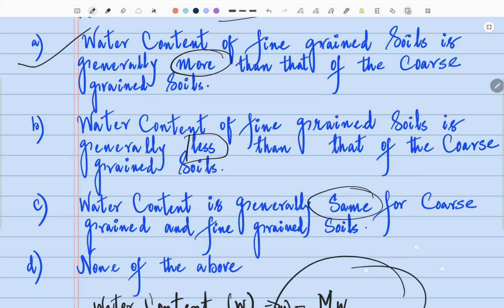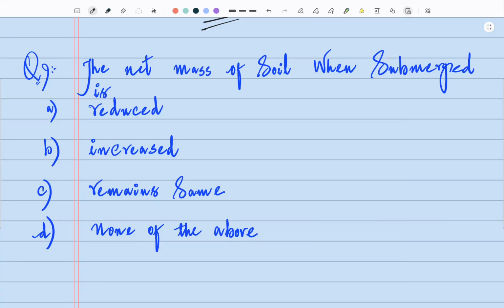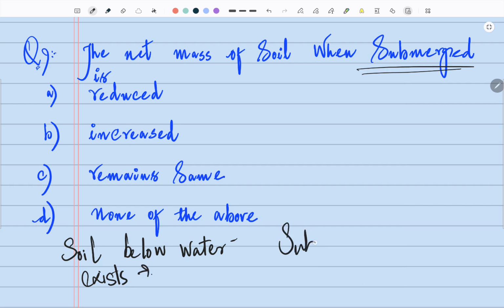All right, moving on to the next one. It is about the net mass of soil in submerged conditions. The question is, the net mass of soil when submerged is reduced, increased, remains same, or none of the above. When the soil exists below water, we say that it is in submerged condition.